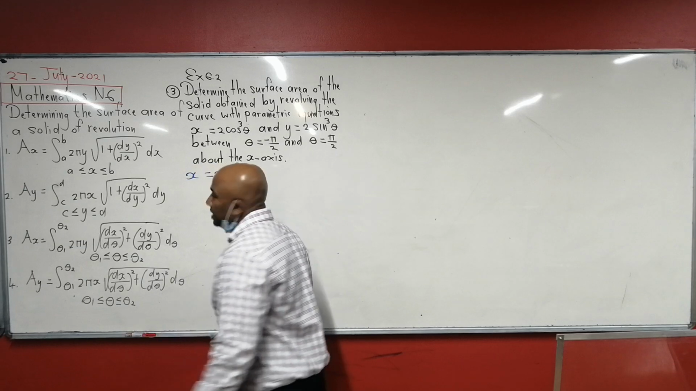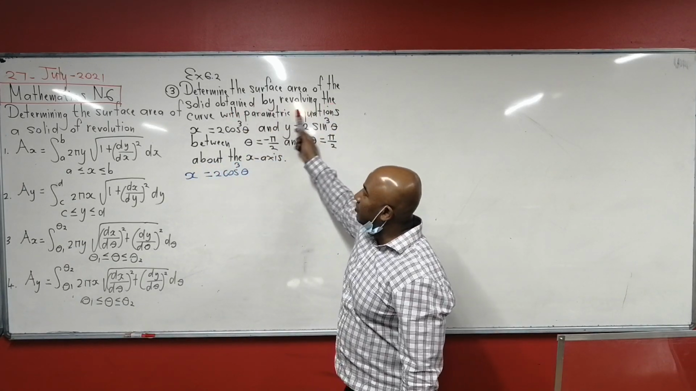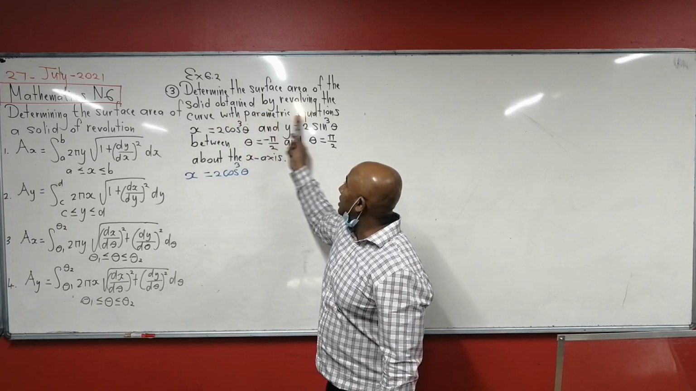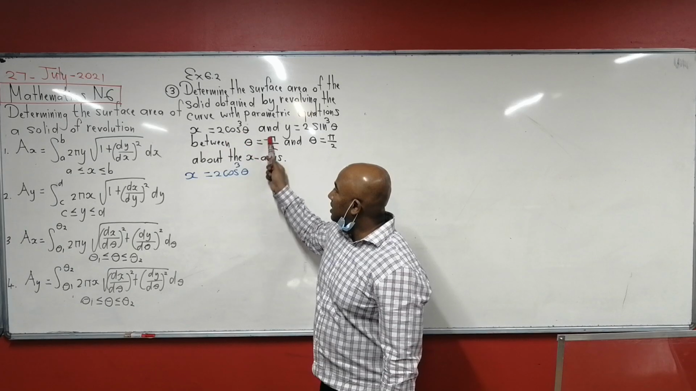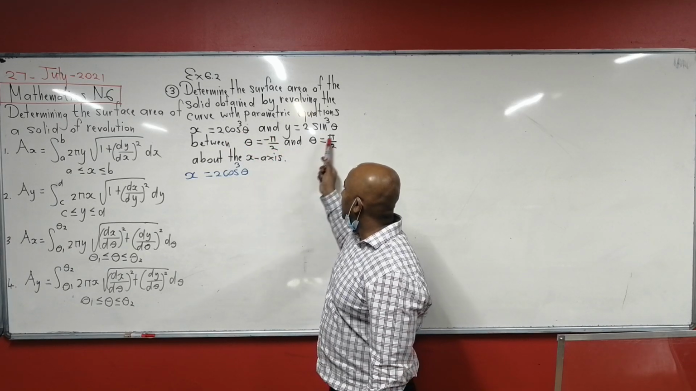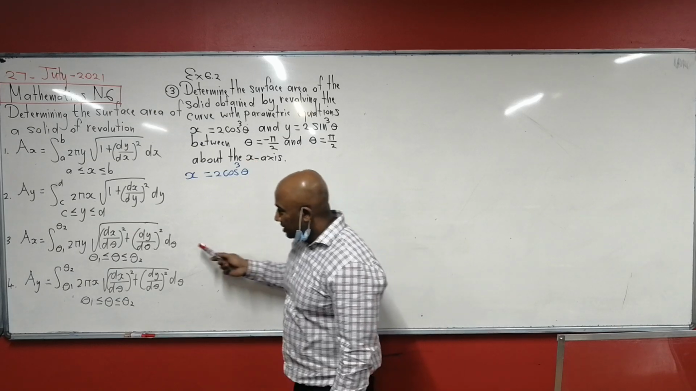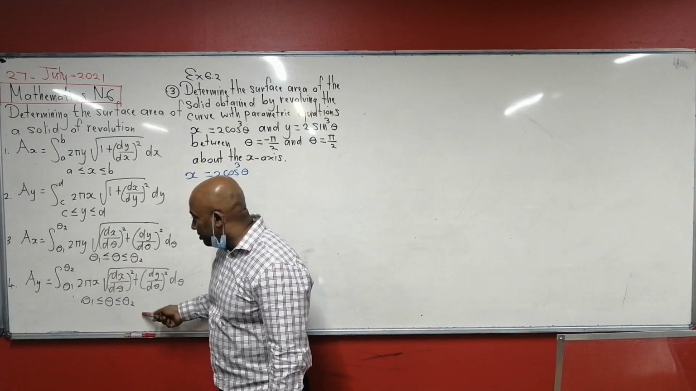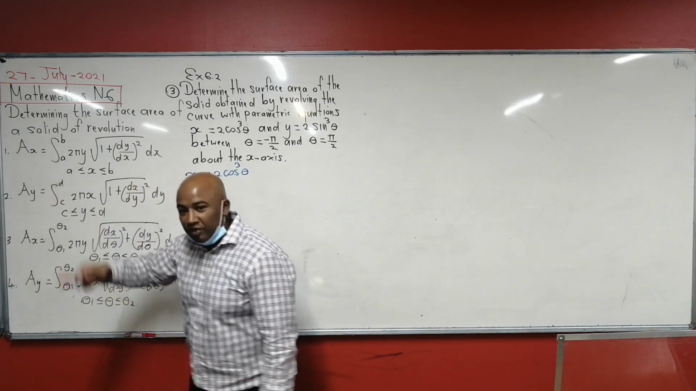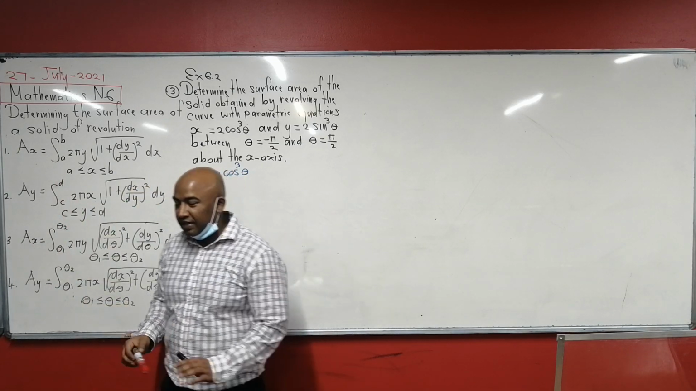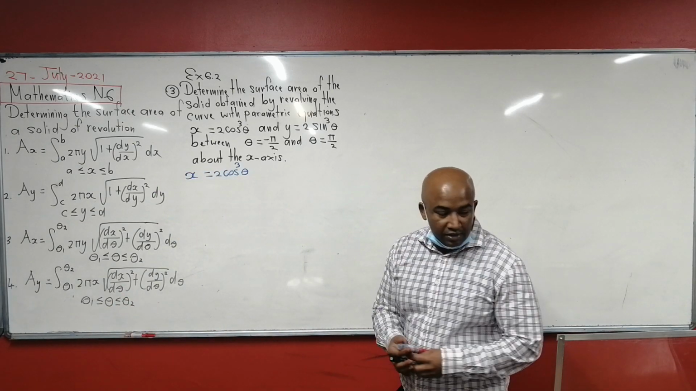So the question is, determine the surface area of the solid obtained by revolving the curve with parametric equations. So you got two equations here, between theta is equal to minus pi over 2 and theta is equal to pi over 2, about the x-axis. So here's your two parametric equation formulas. This is x, that means revolving around the x-axis. Okay, this is on pages 6 and 7 of the formula sheets.